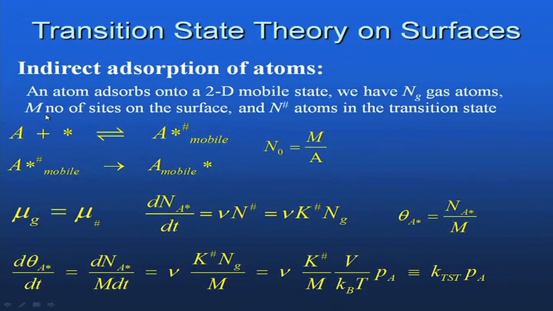So, the atom adsorbs onto a 2D mobile state, and suppose we have Ng number of gaseous atoms and m number of sites on the surface. The mechanism is that the atom, this is the surface, the star is the surface, making a mobile situation. It is a mobile precursor, that is, this precursor is moving around. Per unit area, this is the number of sites available: m is the total number of sites on the surface and A is the area, so if you divide by area, it gives you the number of sites per unit area.